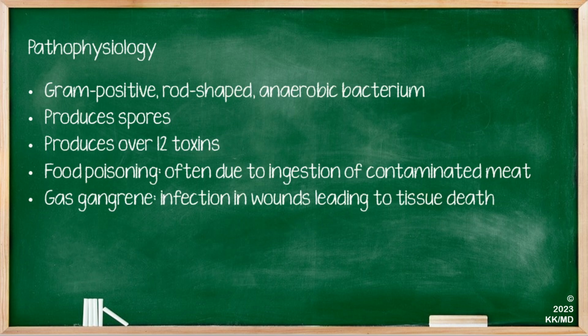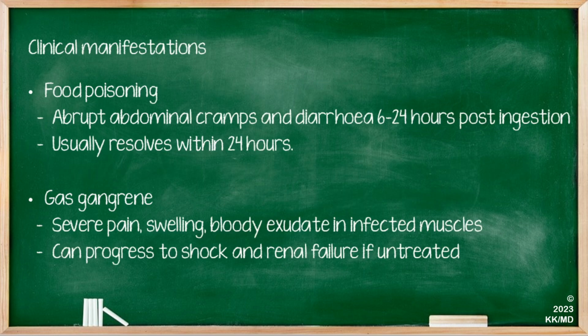As for its pathophysiology, it's a gram-positive, rod-shaped anaerobic bacterium. It produces spores and it produces over 12 toxins. Food poisoning is often due to ingestion of contaminated meat, and gas gangrene is often due to infection in wounds, leading to tissue death and necrosis.